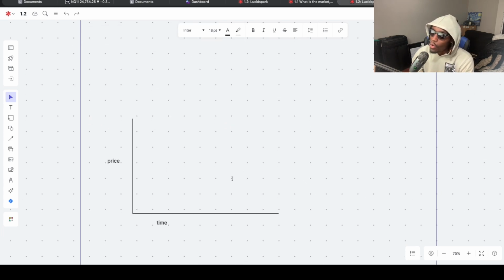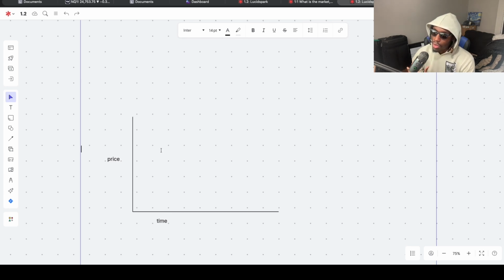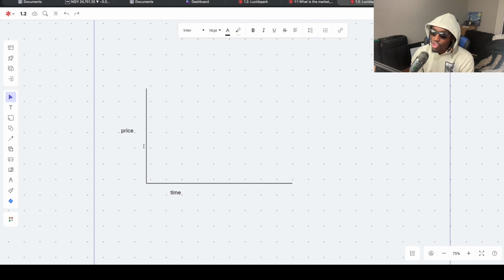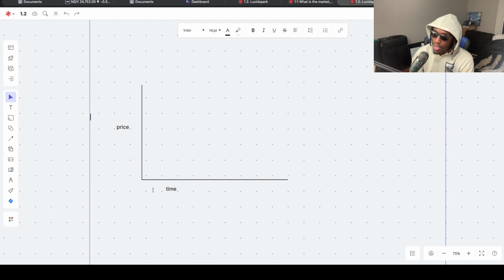So this is how the market is shown. It's shown in a graph with the y-axis being price and the x-axis being time. So the y-axis is just tracking the price of the asset and how high and low it goes, and then this is just the time interval on whatever time frame that you're trading on.